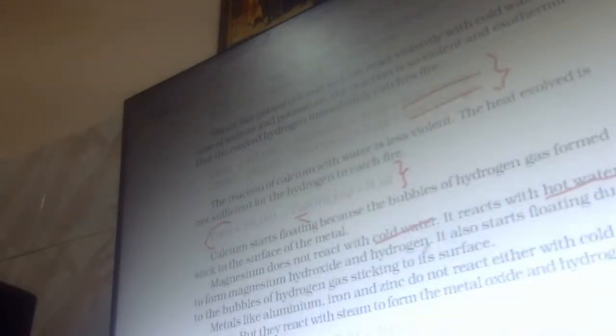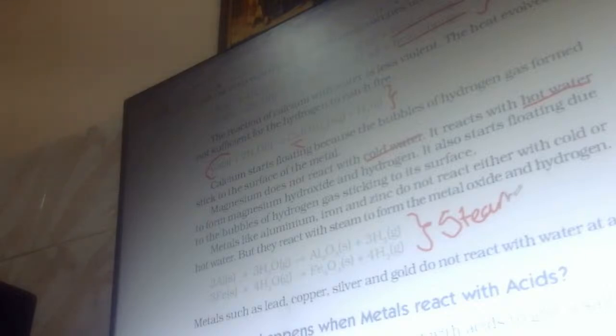And then after magnesium: aluminium, zinc, ferrous, they all react this way. Aluminium, zinc, iron react with steam, right? Steam, yeah. Iron, you remember steam. So then rust will also be steam.